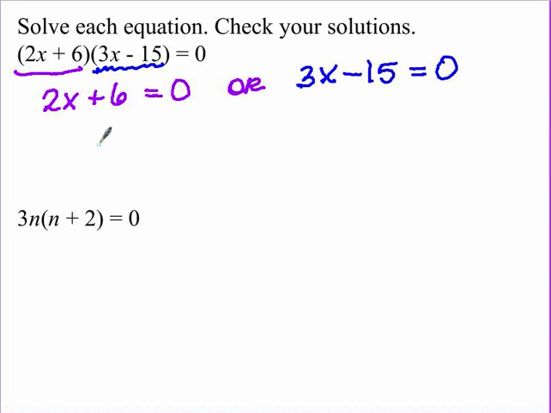So the first one, what am I going to do to solve 2x plus 6 equals 0? Subtract 6. I'm going to subtract 6 from both sides very first. So when I do that, I get 2x equals negative 6.